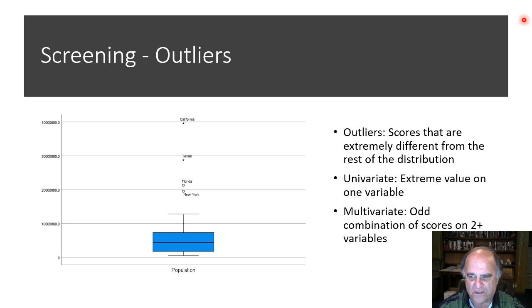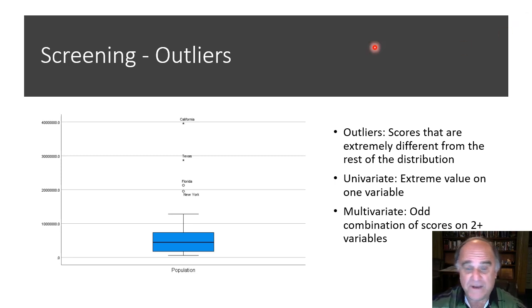And so, although a lot of people, when they look at states in the United States, include the District of Columbia or Washington, D.C., I ended up saying, man, this is messing up the analyses. I got to get rid of Washington, D.C. because it's sort of a multivariate outlier. It's got just odd combination of scores all over the place.